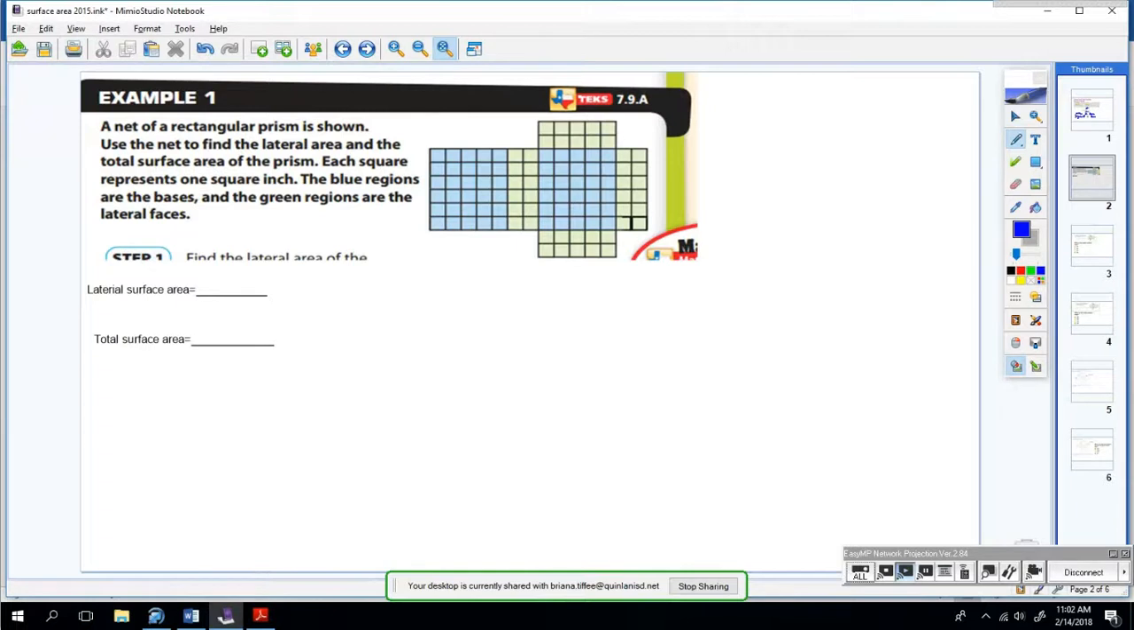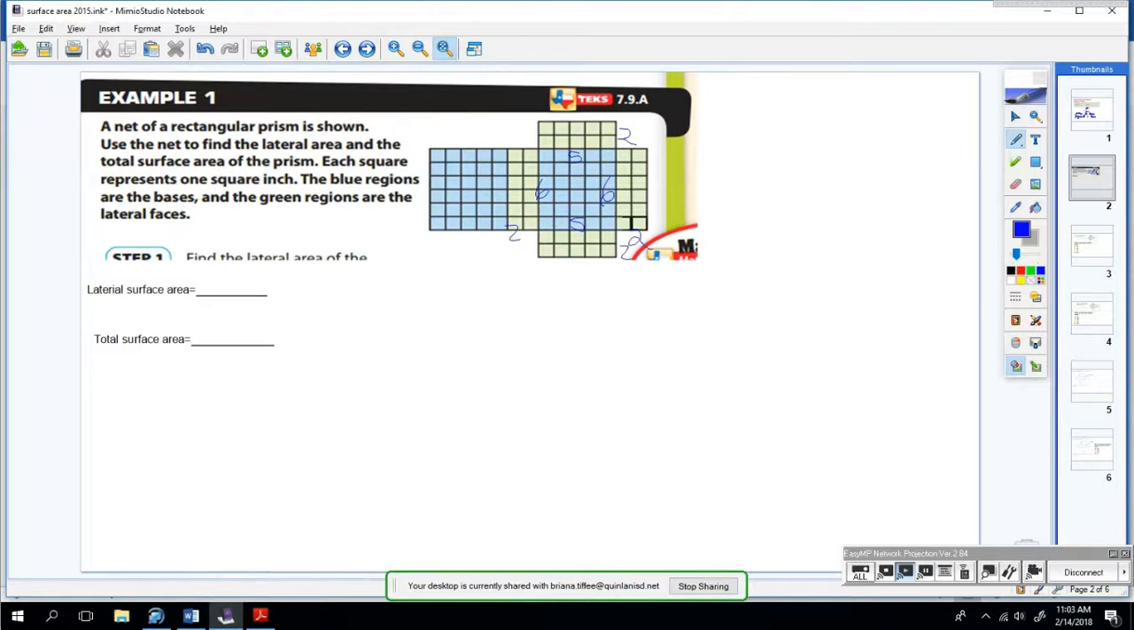So we're going to find our lateral surface area first. So we're going to find the area of the green. So this is going to be 1, 2, 3, 4, 5. So that's 5 by 2. And this is going to be 1, 2, 3, 4, 5, 6. So it'll be 6 by 2. So that means this one's going to be 5 as well. And this one's going to be 2 as well. And this is going to be 6. And it's going to be 2.